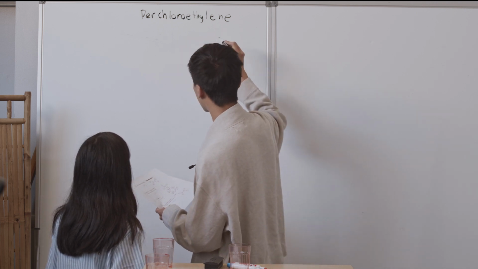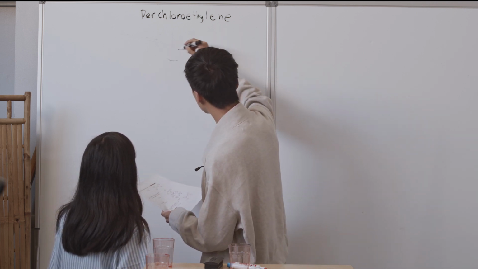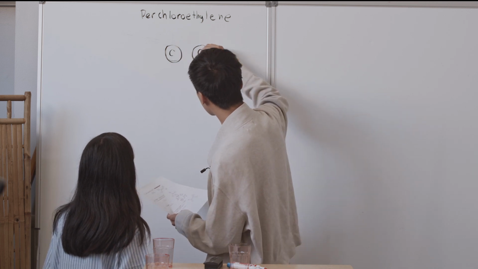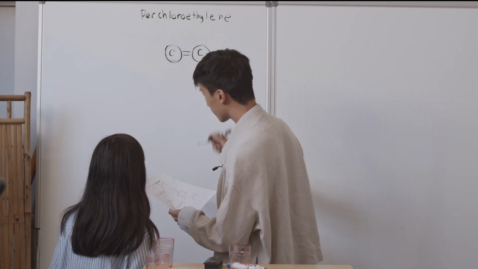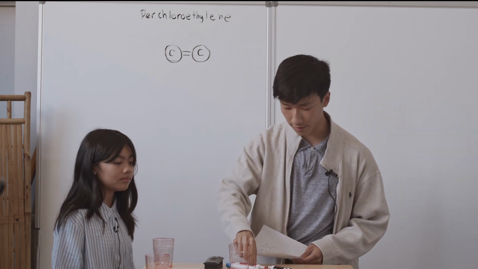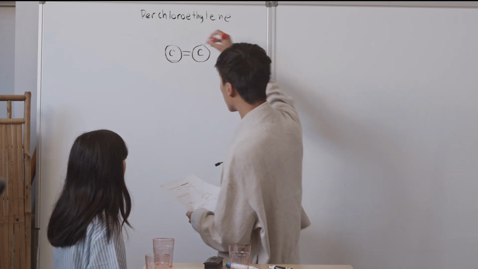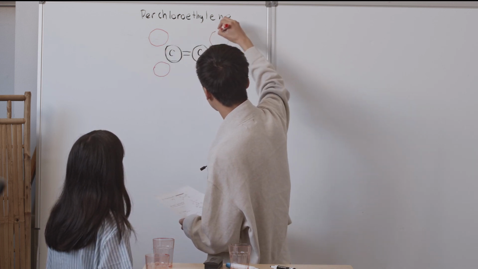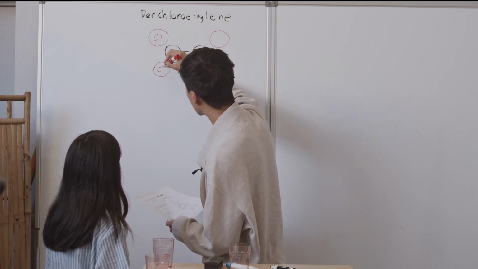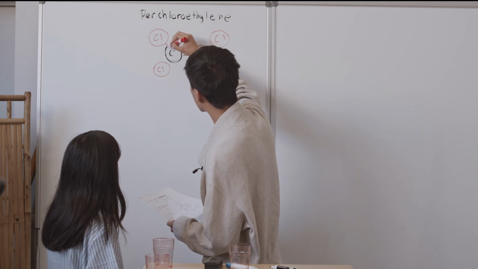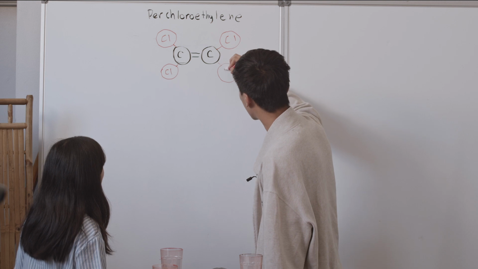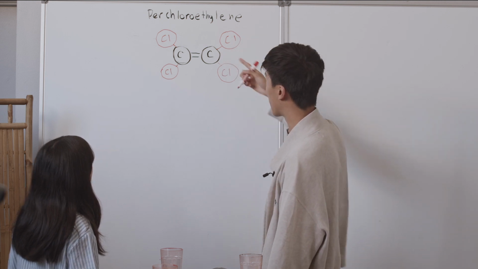So perchloroethylene has two central carbon atoms, like this. They're labeled C, and they're double bonded to each other. And they also have 3 chlorine atoms situated around the center, like so. So these are 3 chlorine atoms, and these are bonded to the carbons. So now there are 4 chlorine atoms, which fits with the name perchloroethylene.